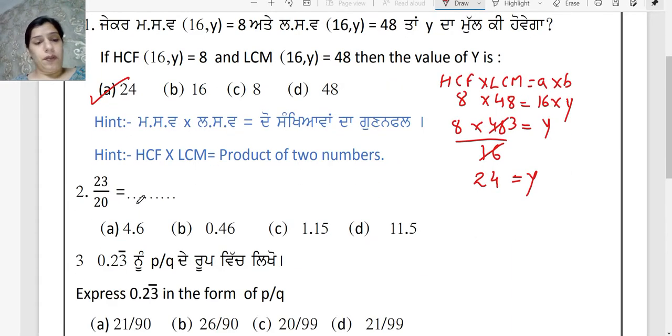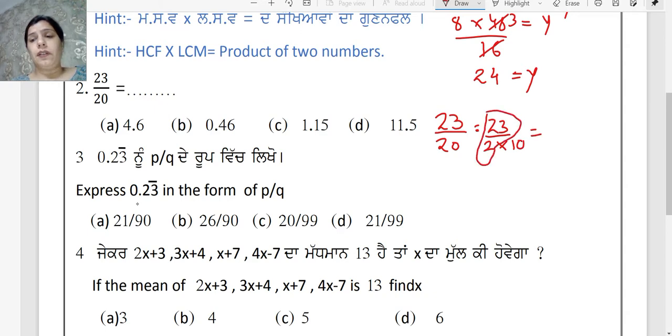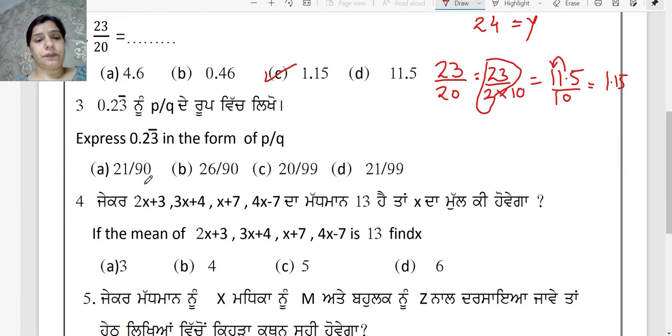Moving on to question number 2. 23 upon 20 has to be converted into decimal form, students. Again, what you will do is 23 upon 20. This can be written as 23 upon 2 multiplied by 10. So I will simply divide 23 by 2. And on dividing 23 by 2, I get 11.5. And I am left with the denominator as 10. So on converting this, my decimal place will shift one place to the left. So I get the answer as 1.15. So the correct answer is option C, that is 1.15.